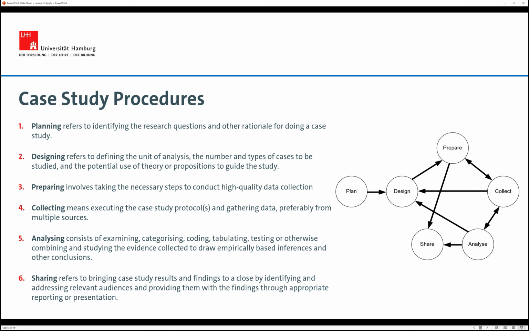What you can see in the schema on the right-hand side is that, as is common in qualitative research, this is not necessarily a linear sequence where we go from 1 to 6 and then we're done. Rather, you will see that very often we go to and from and we make changes. So, for example, after planning and designing, which is always the start, of course, we go to preparation, collection.